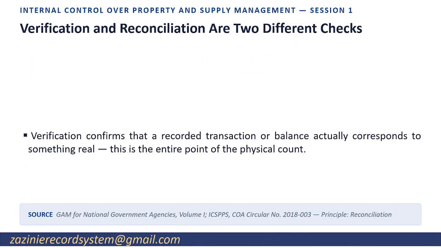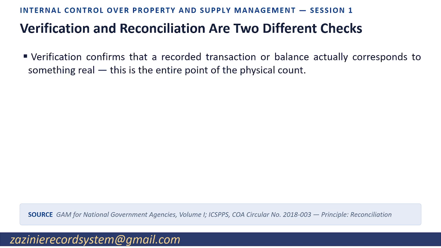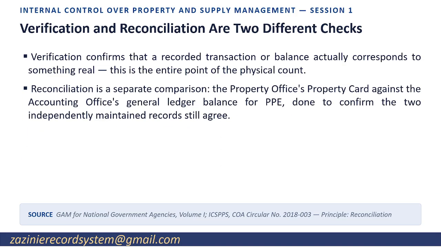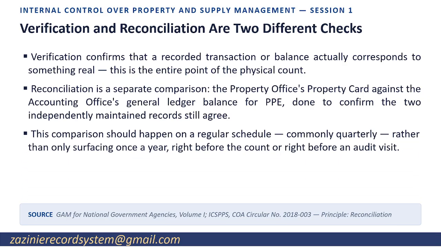Verification and reconciliation are 2 different checks. Verification confirms that a recorded transaction or balance actually corresponds to something real. This is the entire point of the physical count. Reconciliation is a separate comparison. The property office's property card against the accounting office's general ledger balance for PPE, done to confirm the 2 independently maintained records still agree. This comparison should happen on a regular schedule, commonly quarterly, rather than only surfacing once a year, right before the count or right before an audit visit.